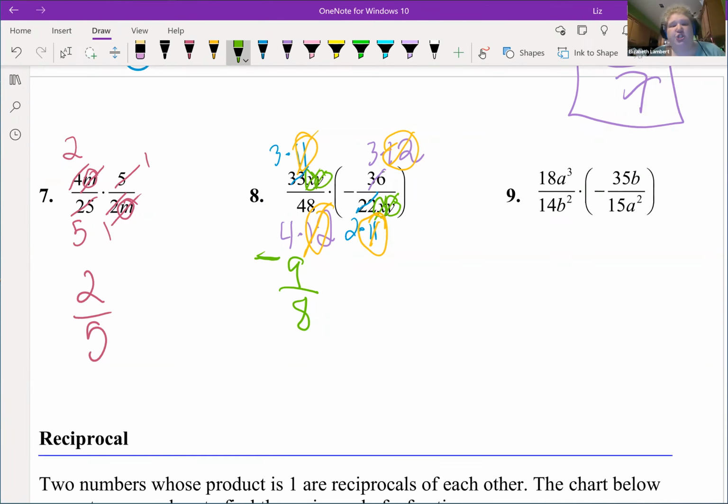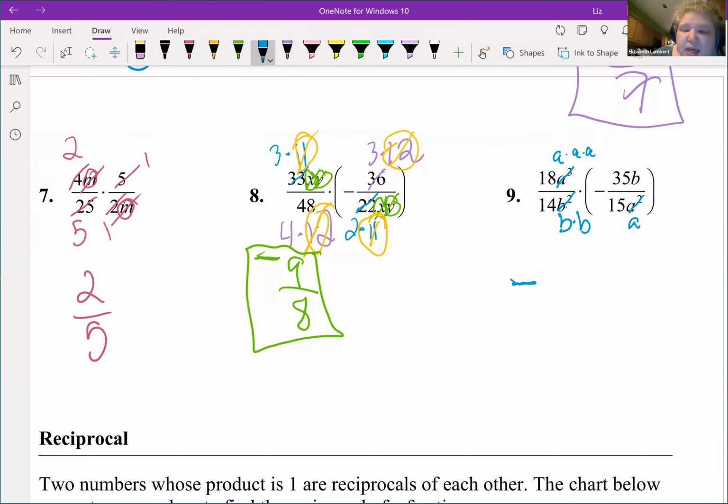And again, if you crunch just the numbers, totally strip out the variables, you can get that same result. Now we're actually going to have some variables in our final answer finally. So positive times negative, our result will be negative. Then I have a b squared on the bottom and a b on top. So b squared is the same as b times b. A cubed on top here is the same as a times a times a. And a squared is just a times a.